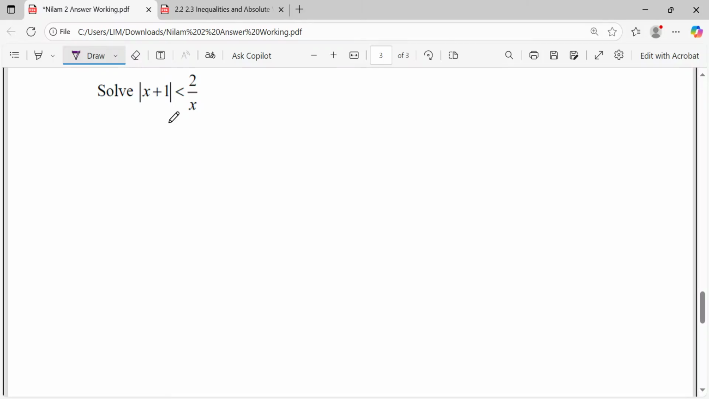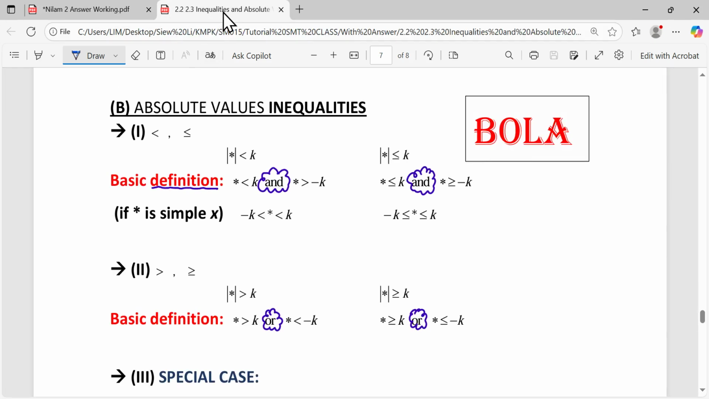Hi everyone. So for this question, they ask us to solve modulus. When you see modulus, inequalities, and another side here is 2 over x, rational. So we come to the notes here first, absolute inequalities.